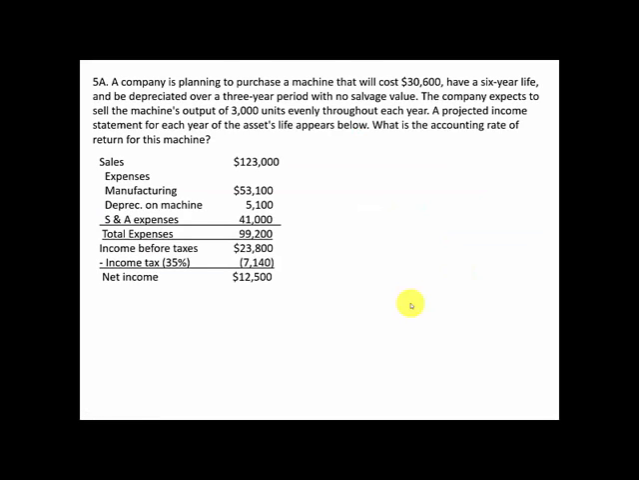So here's our problem. Company's planning to purchase a machine that'll cost $30,600, have a 6-year life, and be depreciated over a 3-year period with no salvage value. Company expects to sell the machine's output of 3,000 units evenly throughout the year. A projected income statement for each year of the asset's life appears below. What is the accounting rate of return? Well, here's this income statement, and we don't have to turn this into a cash flow because we're not doing a payback period. So we can take net income, which is this $12,500, and divide it by the average investment.